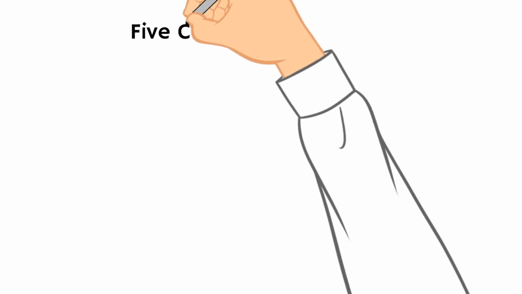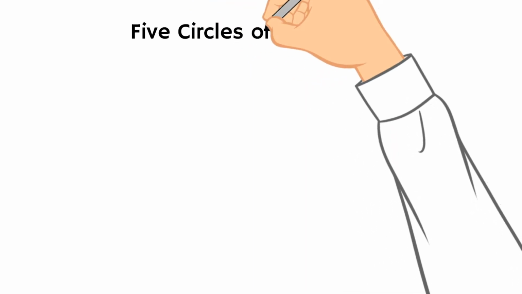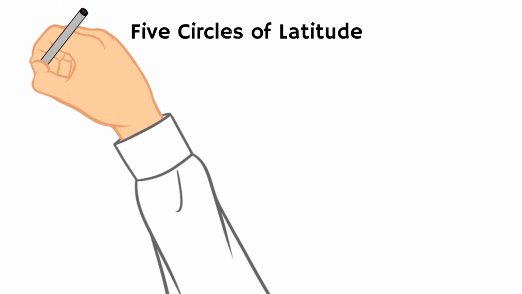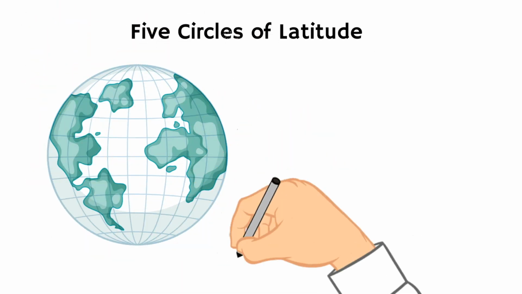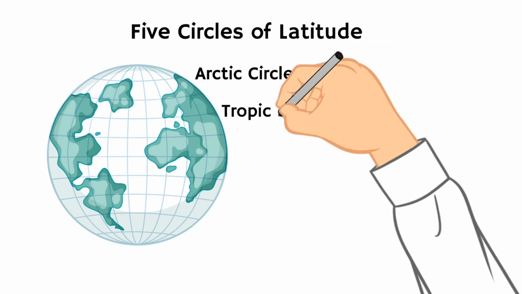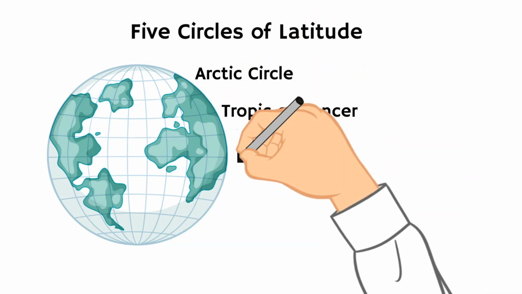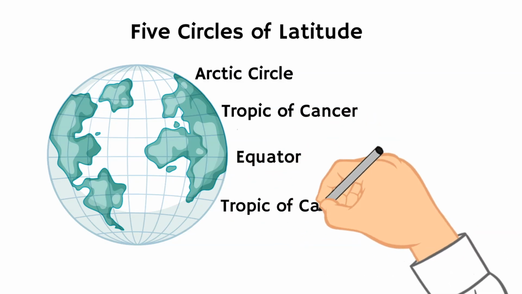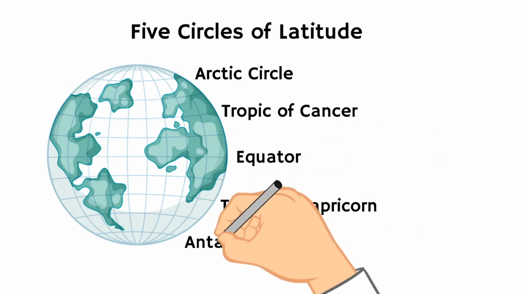Like I said, today we are going to be talking about the 5 circles of latitude. And these include the Arctic Circle, the Tropic of Cancer, the Equator, the Tropic of Capricorn, and the Antarctic Circle.